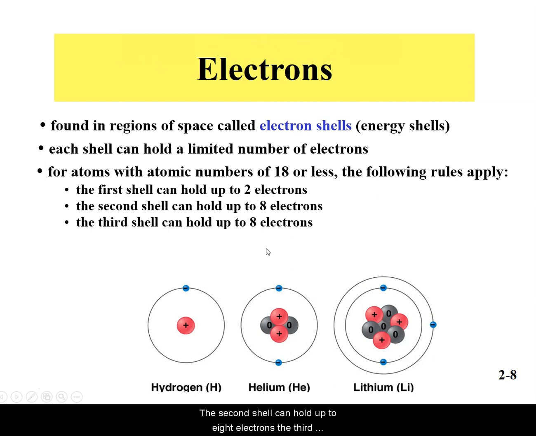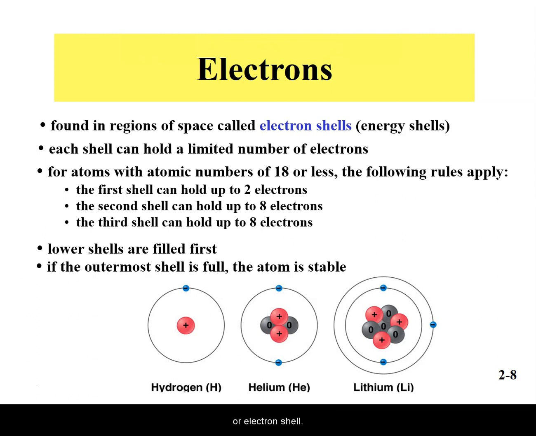The second shell can hold up to 8 electrons. The 3rd shell also holds up to 8 electrons. The lower shells will fill first, just like this one is full, and then that 3rd electron goes to the next energy shell or electron shell. If the outermost shell is full, the atom is stable.